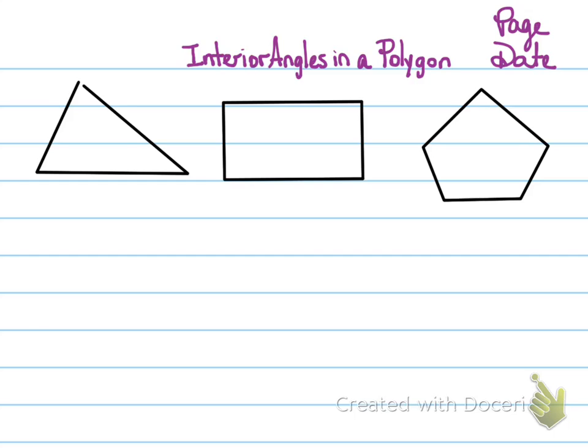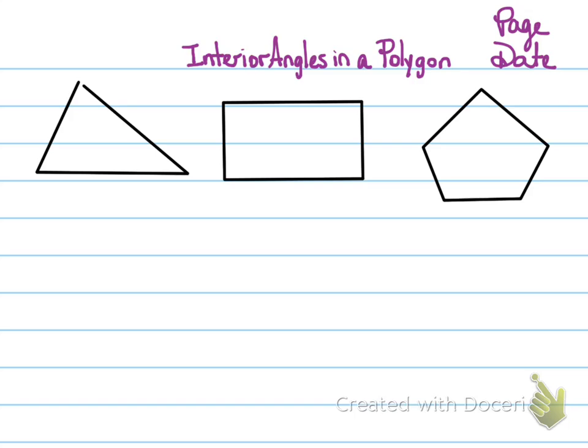Okay, so put your title, your page, and date up at the top. Interior angles and polygons. And then we'll have a triangle, a rectangle, and a polygon. You can pause it and get that drawn quickly. Alright, so now you're back.